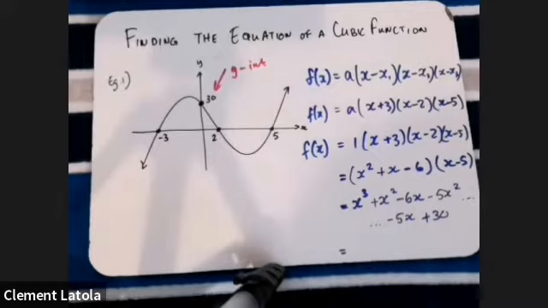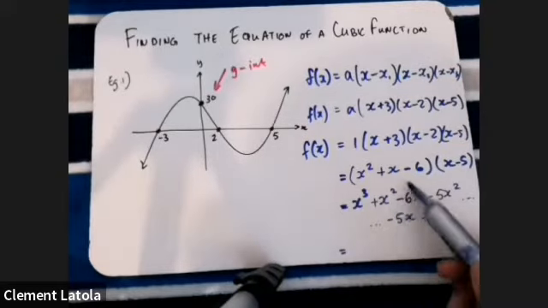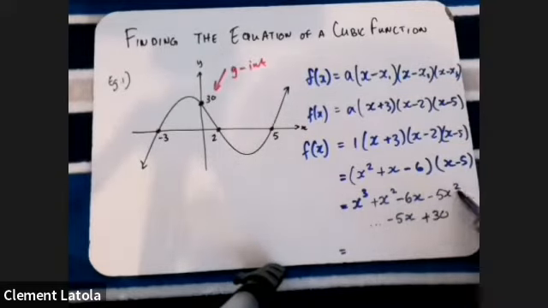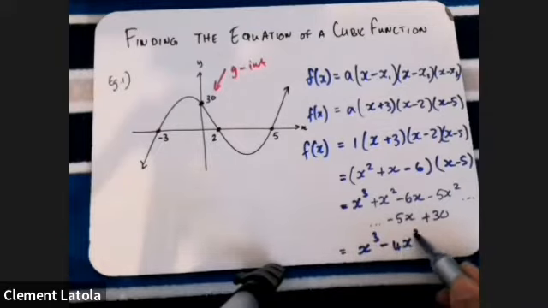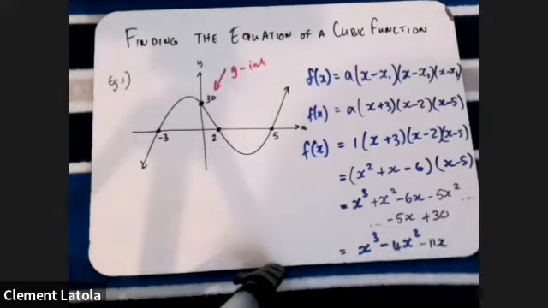You can now add your like terms. So the x squared minus the 5x squared gives us negative 4x squared. And then the minus 6x minus the 5x gives us minus 11x, and then the 30 is all on its own, so we just write that as is.